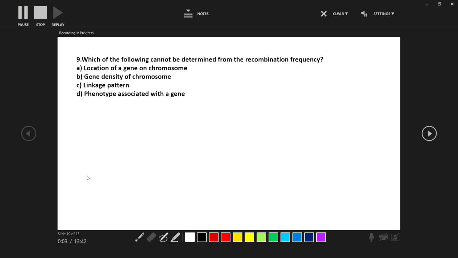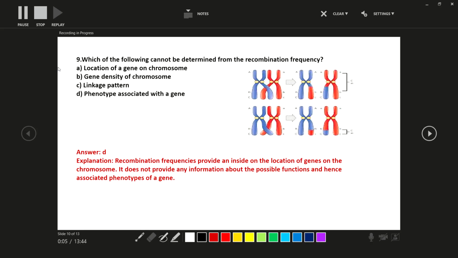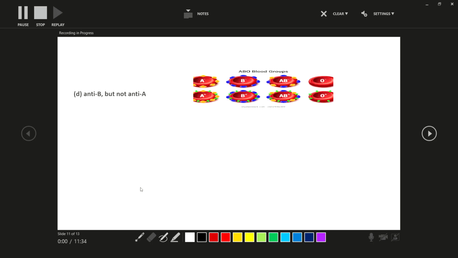Dominant phenotypes are more expressible than recessive. Which of the following can be determined from the recombination frequency? The answer is phenotype associated with a gene. Recombination frequency provides an insight on the location of the genes on the chromosome. It does not provide any information about the possible function and hence the associated phenotype of a gene.